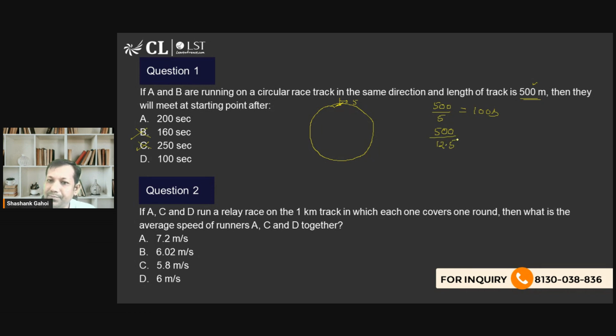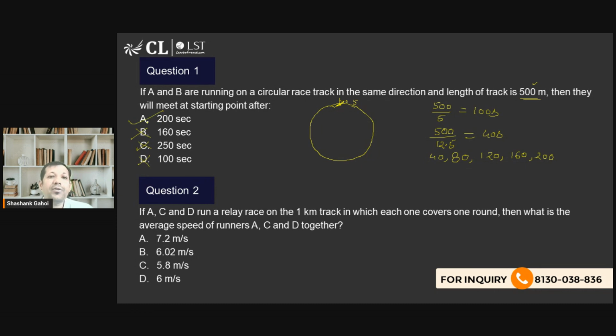That is 500. What is the speed? That is 12.5. So this comes out to be how much? It is going to be 40 seconds. So B is going to reach the starting point after every 40 seconds. So B is going to be here at 40 seconds. Then B is going to cover again a different circle in the next 40 seconds, so 80 seconds, then 120 seconds, then 160 seconds, then 200 seconds. So basically B is going to reach the starting point not at 100 seconds, it is going to reach the starting point at 200 seconds.